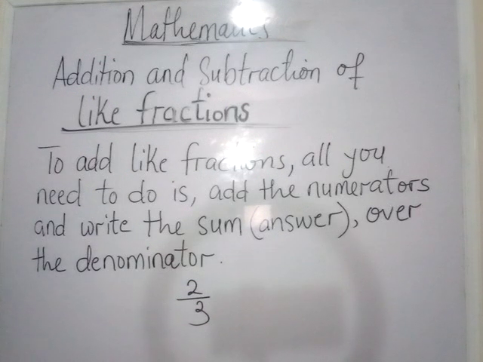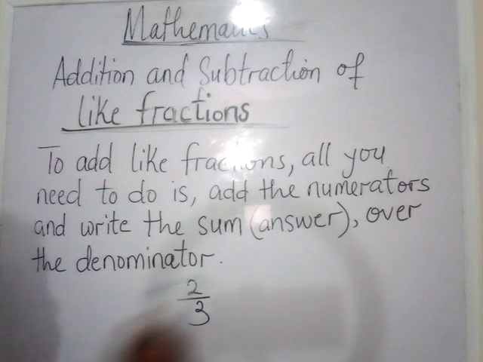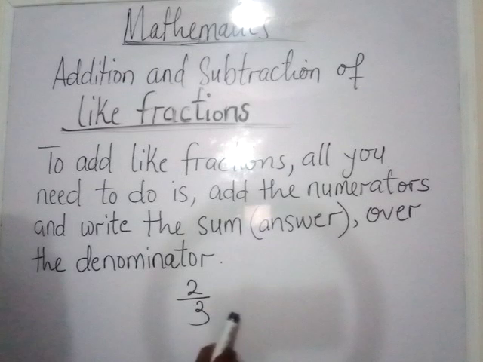So we said that the number at the top is called the numerator, while the number below, under, is the denominator. And we went on to look at some types of fractions, like proper fractions, improper fractions, whole, like fractions and unlike fractions.